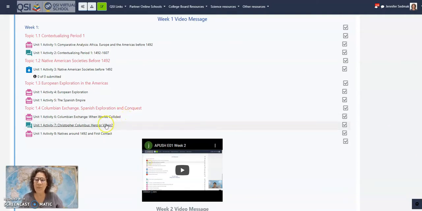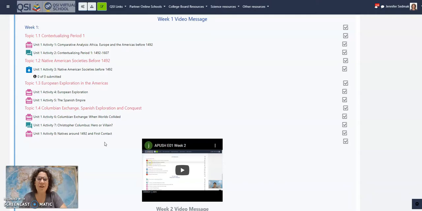We're going to have a forum here. We're going to have 2 forums in the first week, one on contextualizing the time period and one on Columbus, whether or not he is a hero or a villain. You know, there's been a lot of controversy, especially in the United States over the past few years. Do we celebrate these historical figures of the past who represent some controversy in history?